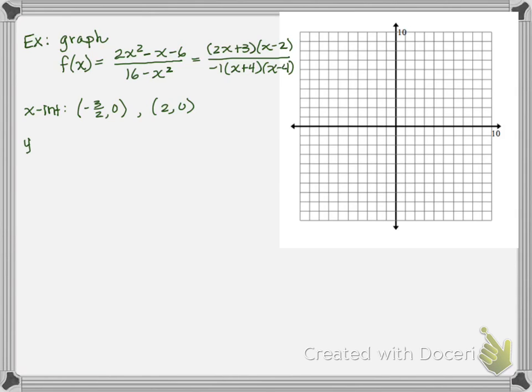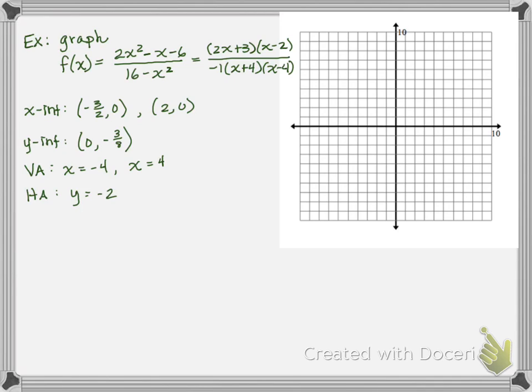My y-intercept is 0, -3/8. I have a vertical asymptote at x equals -4 and one at x equals 4. And I have a horizontal asymptote at y equals -2. I found all those just using what we learned yesterday. So let's put those on our graph.